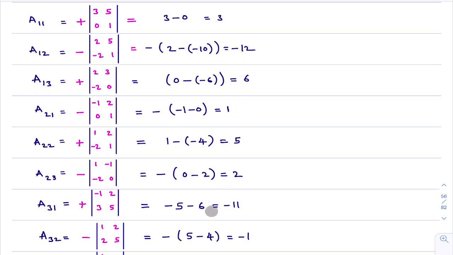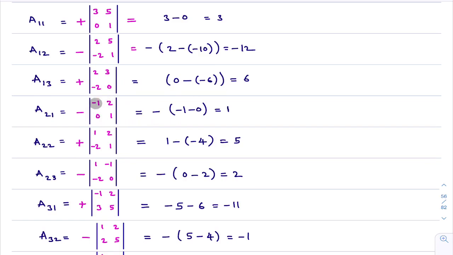Like that, all these determinants you need to expand. See here, plus is there, so no need to worry. 2 into 0 is 0, minus 2 into 3, that is minus 6. That is 0 plus 6 is 6. 2 plus 1 is an odd number, that's why the minus sign. Here this minus as it is.